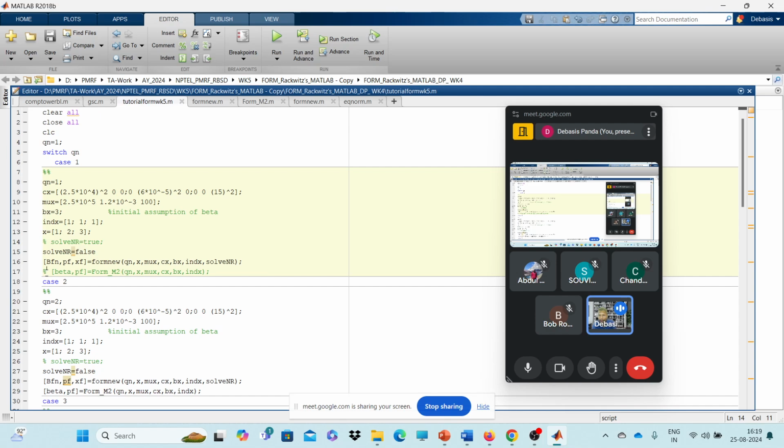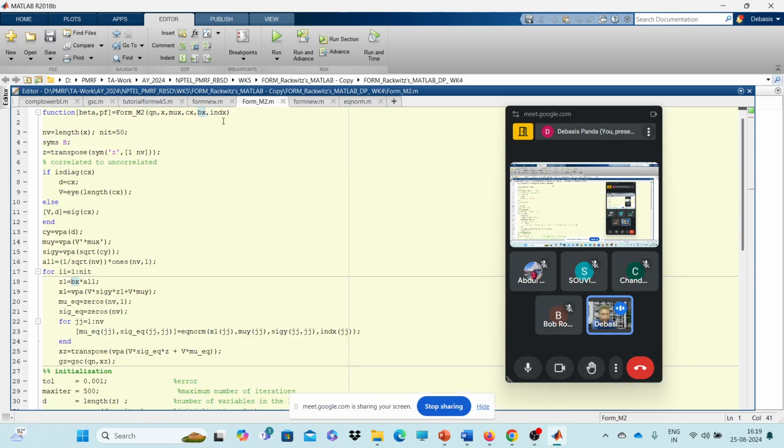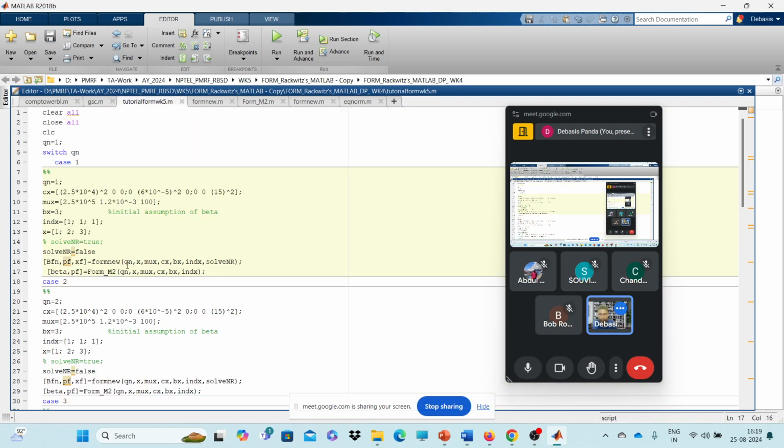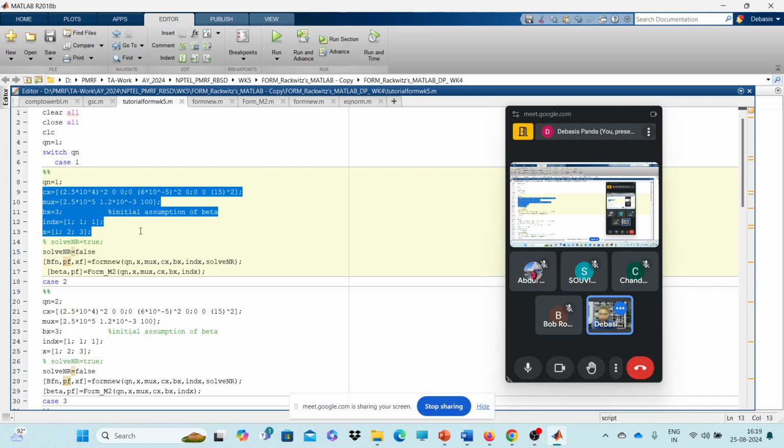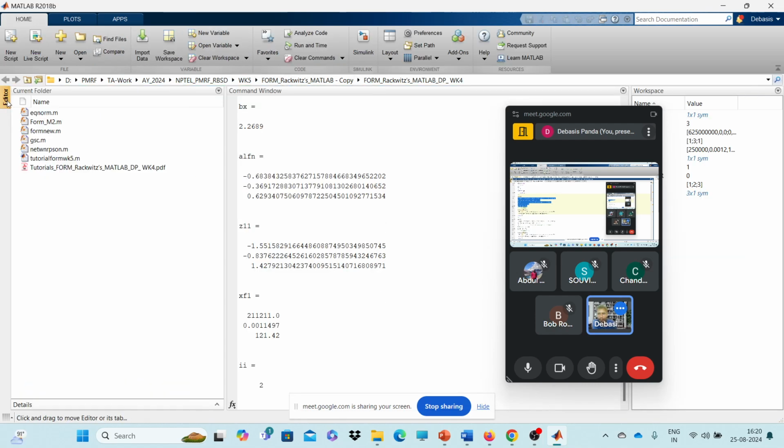Now if we want to call it using the Rackwitz-Fiessler algorithm, just look, first I am calling form new. Form new is nothing but the Rackwitz algorithm, and form m2, we have just created that function file for the Rackwitz-Fiessler algorithm, right? Now I can call them using these functions. So if I call it, let's check whether my two methods give me the same beta and probability of failure or not. Say, let's run it.